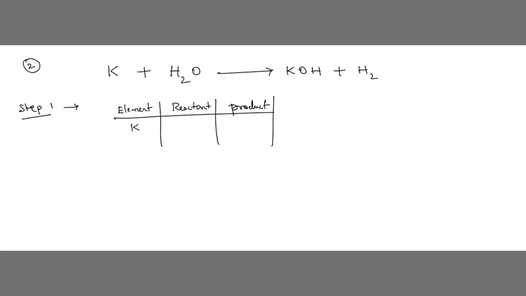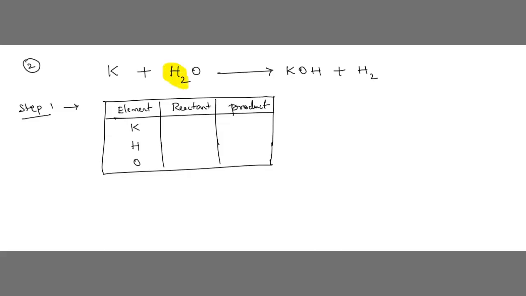Correct? Which are the elements we have? We have K, we have H, and we have O. Now see both the sides, reactant and product side. Which one do we have highest? We have highest in the product side. Here we have H2, but here also we have H2 plus one more H, that is 3H. This is 2H plus 1H. How many H do we have? 3H. Are you getting it, children?